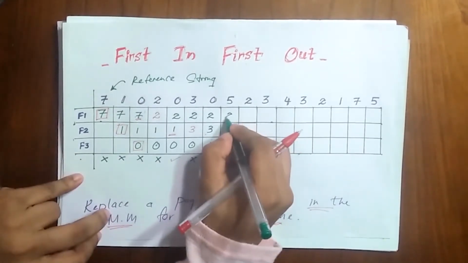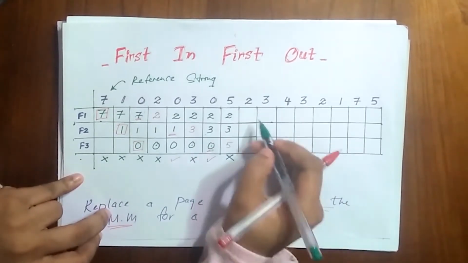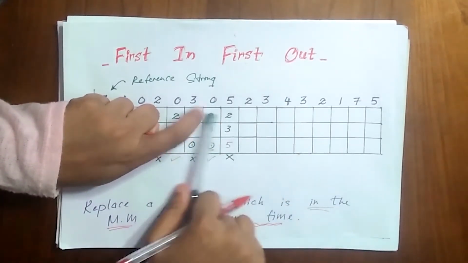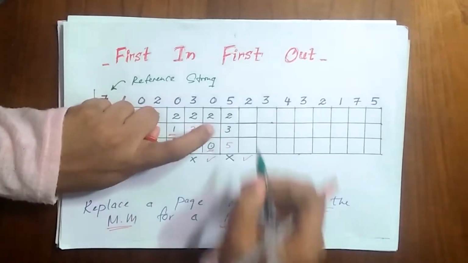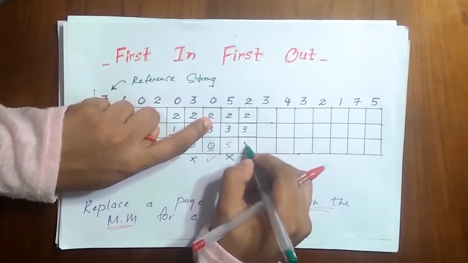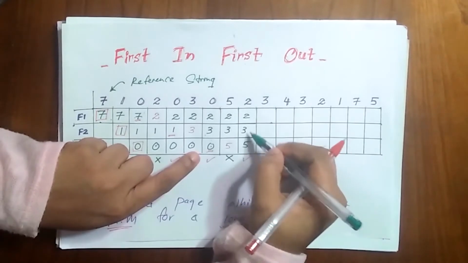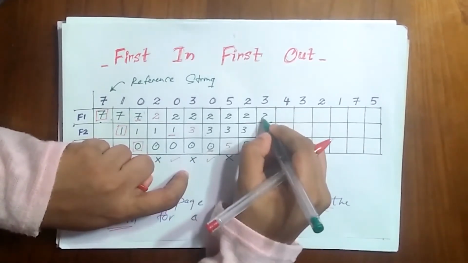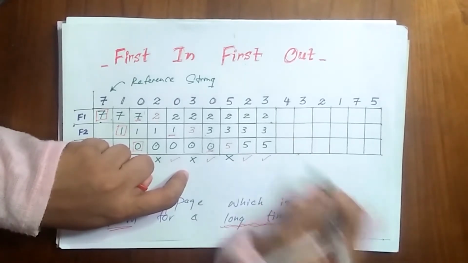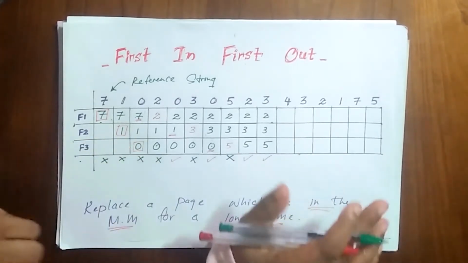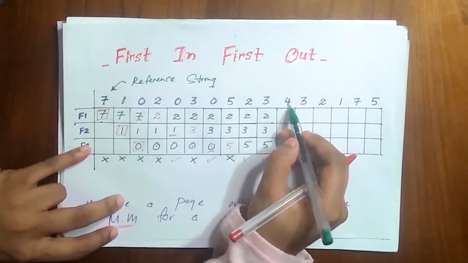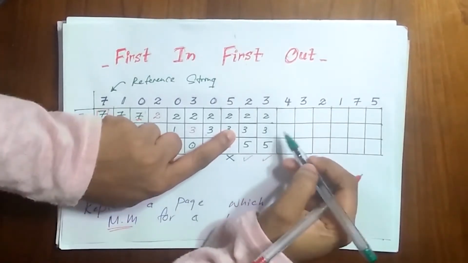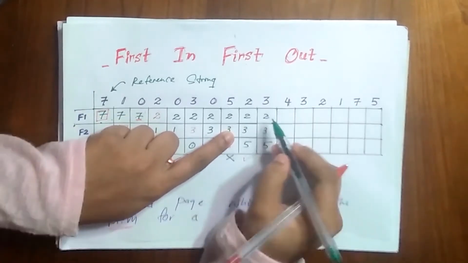And 3, same. So here it is 2, and 2 is already in the main memory, so no page faults. 2, 3 and 5. Here also 3, it is already in the main memory, so no page faults. 2, 3 and 5. Right? Then 4. So the pages are 2, 3 and 5.